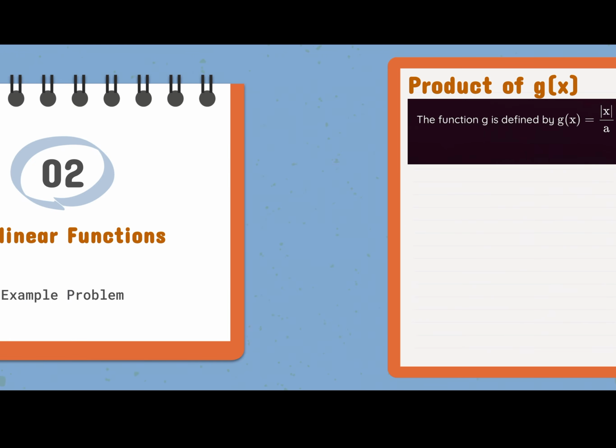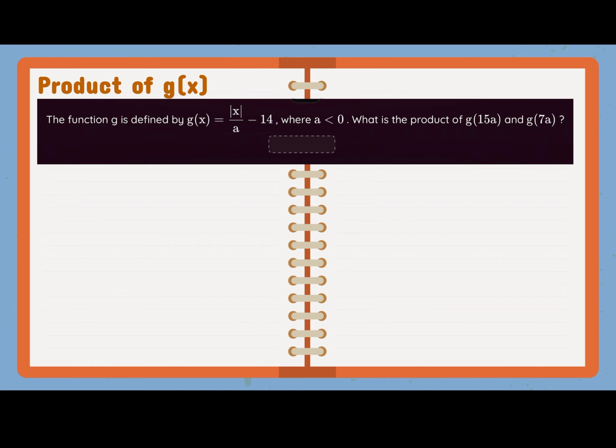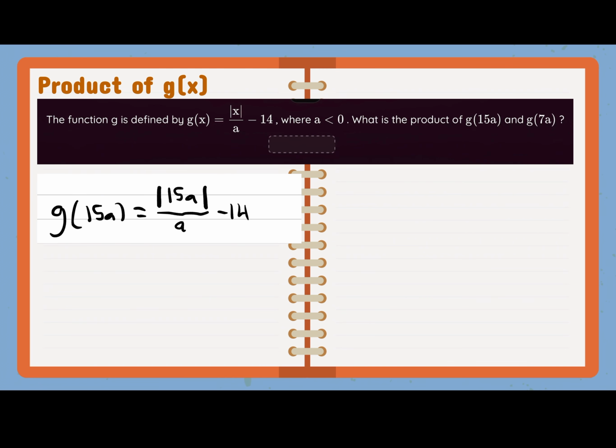Okay, nonlinear functions. So we start off with g of x, and we're trying to find the product of g of 15a and 7a. So we actually just plug it in, and because a is less than 0, that absolute value of a will equal negative a. And that might be confusing for some of you guys, but because a is negative by default, we can just assume that the absolute value of a is negative a.